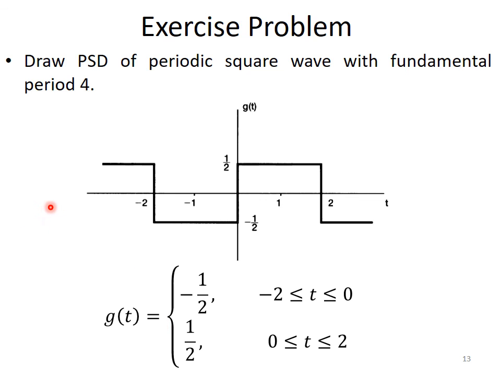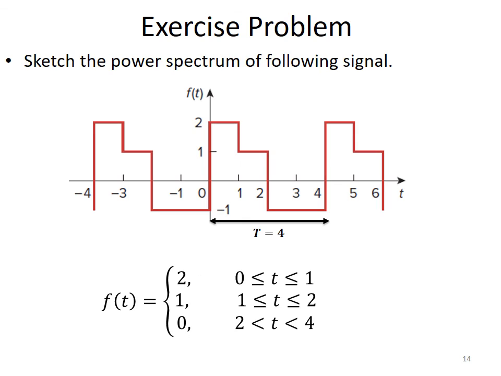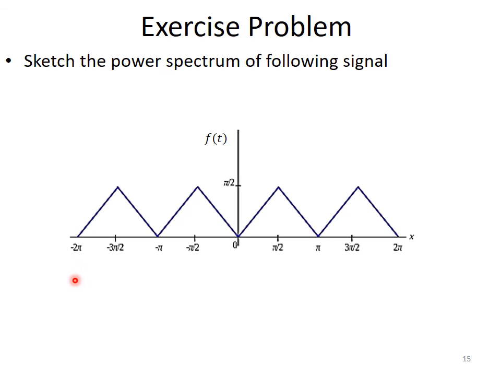Here's the exercise problem for you. We have a bipolar square wave represented by this mathematical expression, and determine the power spectral density and draw it. Similarly, this one is the same example that I gave you in lecture number 14 and 15, and this one as well. A triangular waveform is a periodic waveform. So in all these cases, determine the power spectral density function and draw the power spectral density. You can either draw it manually or you can use MATLAB for plotting.